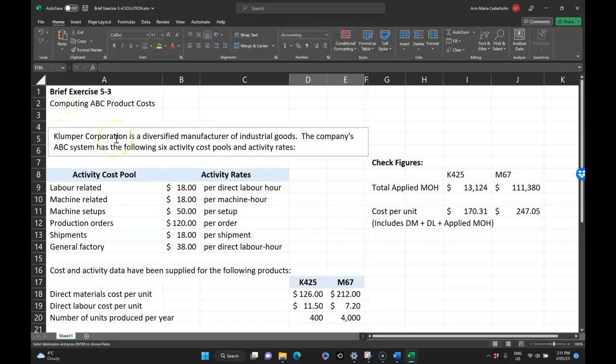Klumper Corporation is a diversified manufacturer of industrial goods. The company's ABC system has the following 6 activity cost pools and activity rates. So I see the activity cost pools, I see how they're measuring them, but then I see the rates right here. So they already calculated the predetermined overhead rates for us.